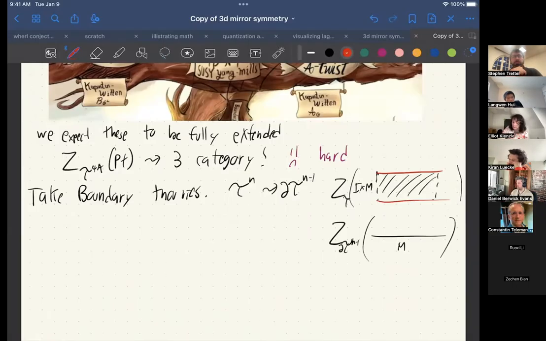Now, to do that, I need to know what happens here at the top and here at the bottom. The boundaries are things where I need extra information, so we have to give them some labels. Let's say L0 and L1. Okay? So we need the data of boundary conditions to be able to define such a boundary theory.